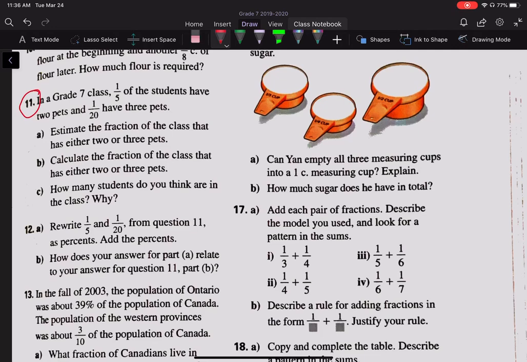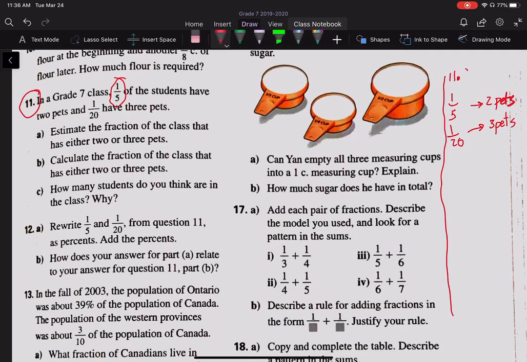In a grade 7 class, 1/5 of the students have 2 pets and 1/20th have 3 pets. So 1/5 of them have 2 pets and 1/20 of them have 3 pets. Let's write this information on the side here so that it can help us when we're doing our work. Let me just write number 11 here. We say that 1/5, they have 2 pets, and we have 1/20, they actually have 3 pets.